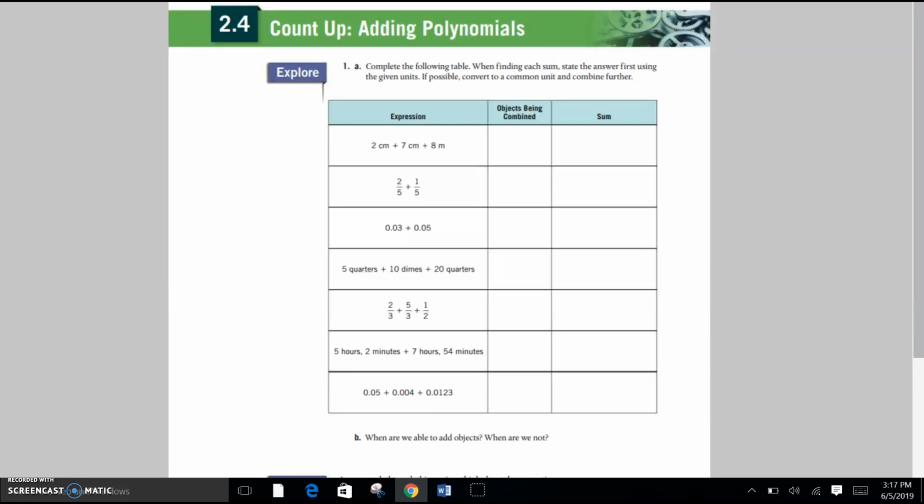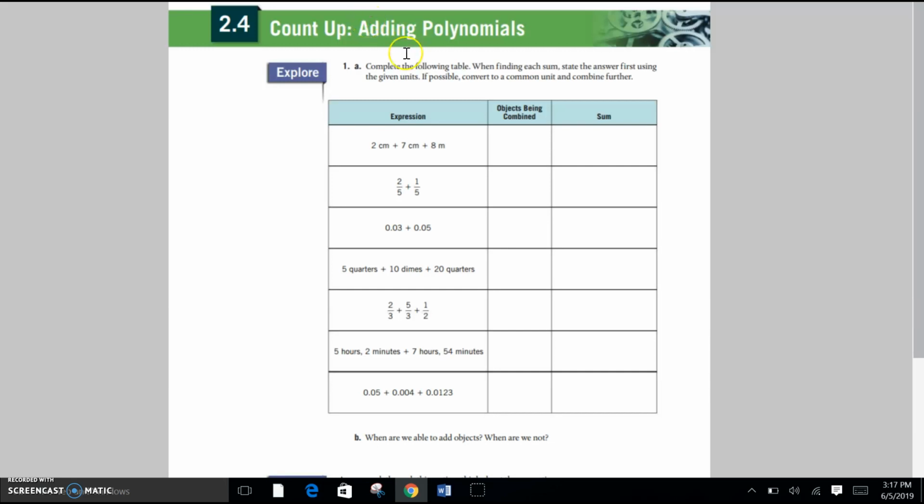Okay, so on section 2.4, page 184, now we're adding polynomials, which means we're adding things that are like. So when we multiply things like x times x, we're creating a new shape, a new unit. So we get like x squared. But when we're adding, we're just counting. So we don't get new shapes. So like 1 cat and 2 cats, I have 3 cats. I don't have cat squared, nothing like that.